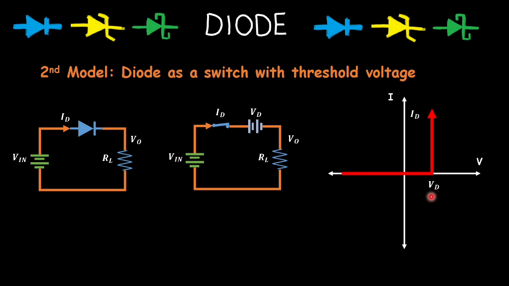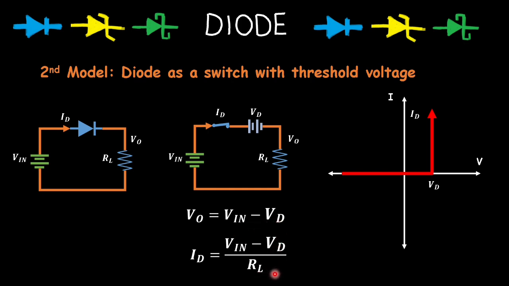Okay, you will see in the given circuit that the output voltage will now be the input voltage less the voltage drop of the diode. On the other hand, the current I_D is equivalent to the voltage input less the diode drop divided by the R load. Okay guys, this is the most common type of approximation being used in solving circuits with diode.